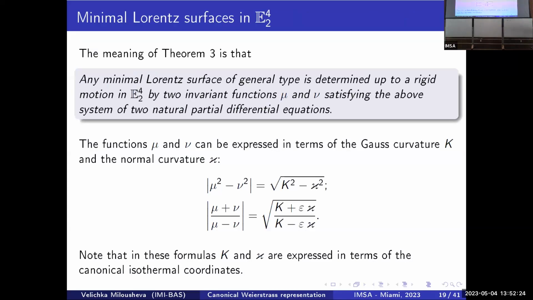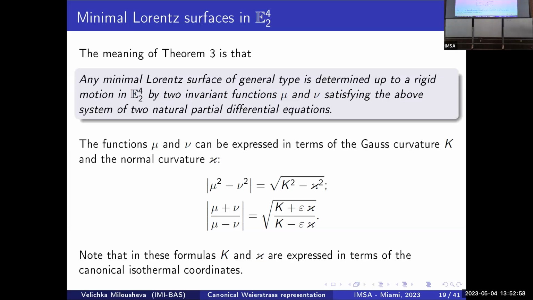So the meaning of this theorem is that any minimal Lorentz surface of general type is determined up to a rigid motion in E^4_2 by two invariant functions, mu and nu, satisfying the system of two natural partial differential equations. And we call this system of natural partial differential equations the background system, describing this class of surfaces, the minimal Lorentz surfaces in E^4_2.